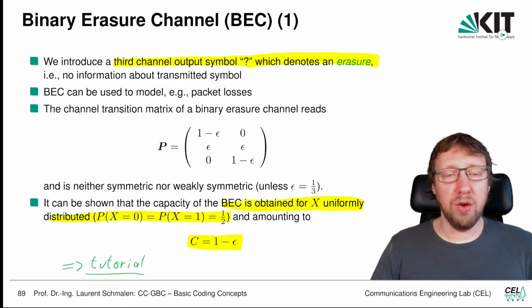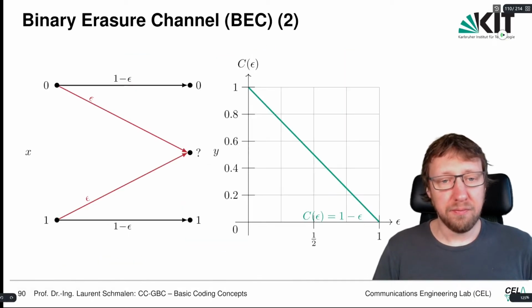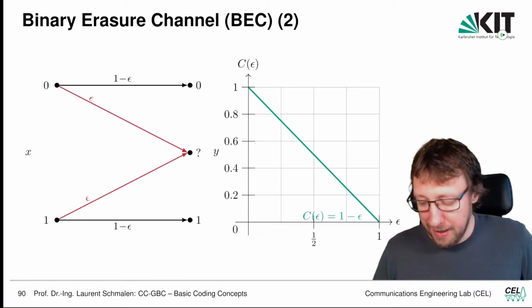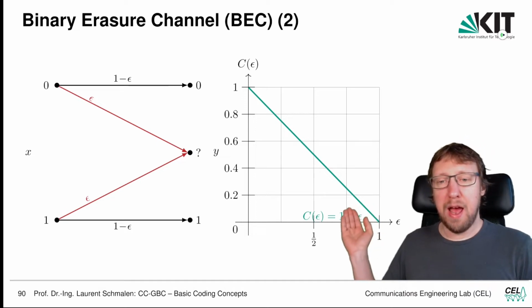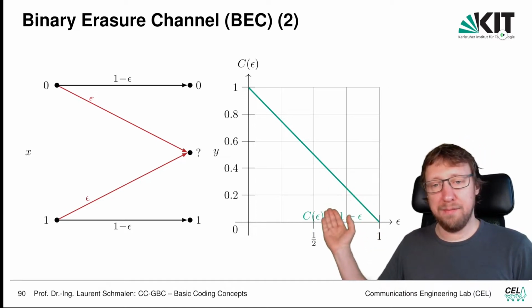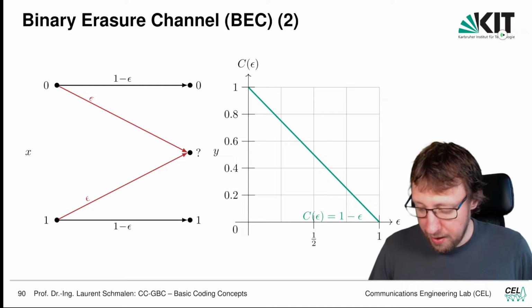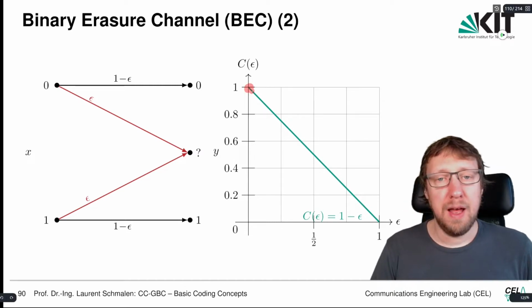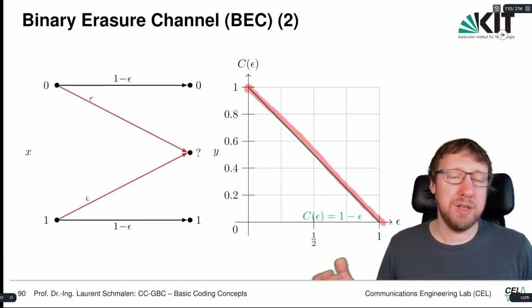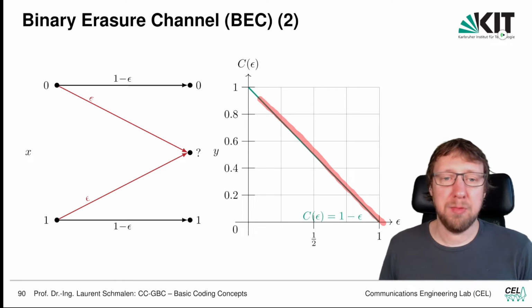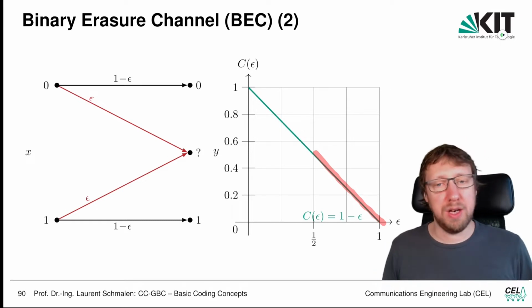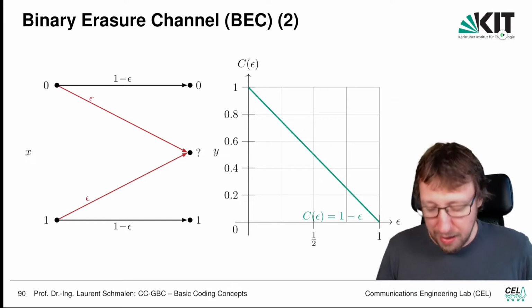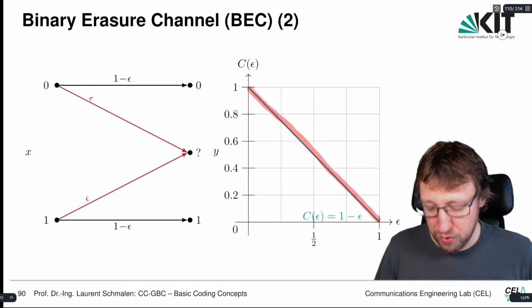So let's look at the chart. We have the binary erasure channel and its capacity here, and we see it's just a straight line. And if the erasure probability is 0, of course we have a capacity of 1. And if the erasure probability approaches 1, we will just receive question marks in this case. So there is no useful information that we can transmit over this channel, and the capacity converges to 0.